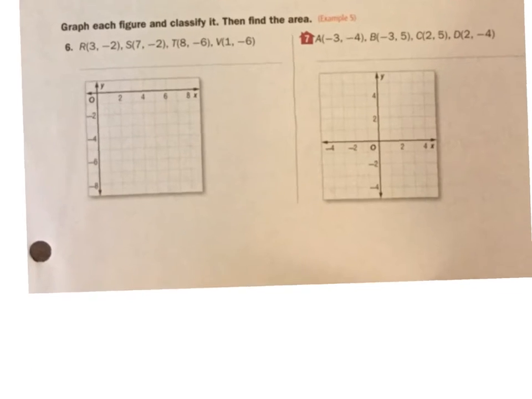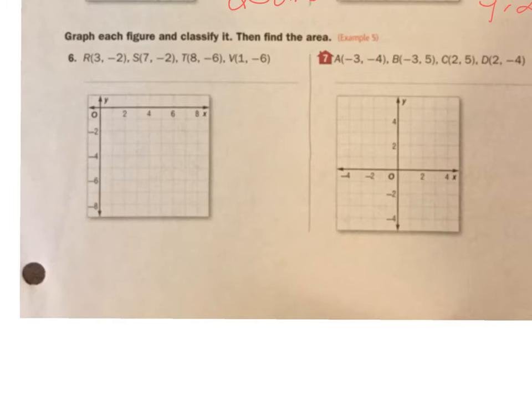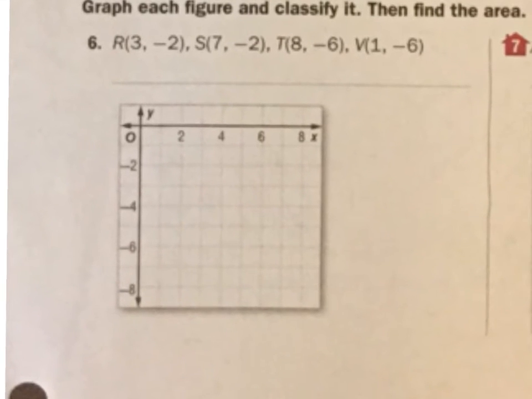Let's put things on the coordinate plane. We're looking at this one. We have some negative numbers here, so we want to make sure we're going the right way. So x is 3. Here's a 2. I'm going to make this bigger. There we go. 2 is right here, so 3 is right here. 3 and then negative 2. So right here, that's R.